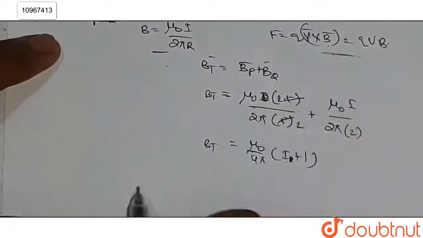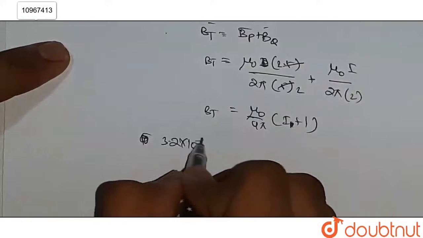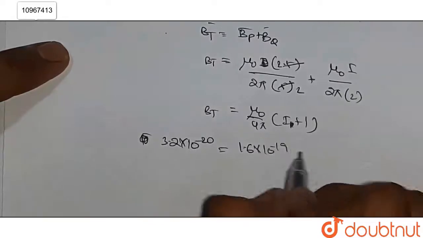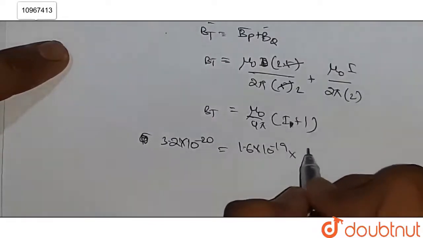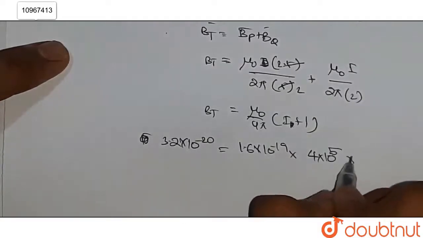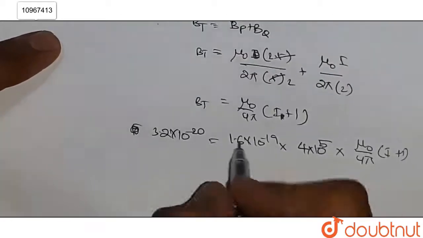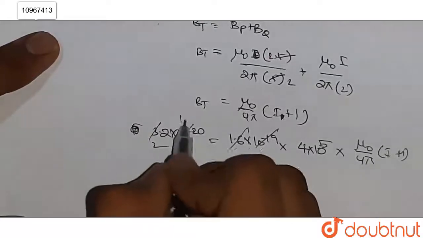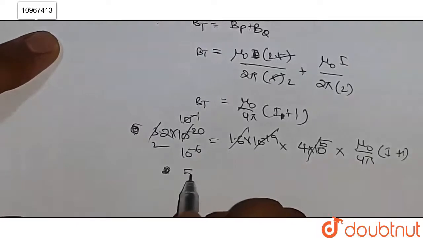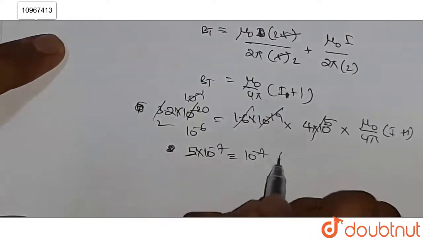We have F is equal to QVB. F is equal to 3.2 into 10 power minus 20. Already they have given. It is an electron, so 1.6 into 10 power minus 19 is the charge. We are considering magnitude. And velocity कितना दिया है? 4 into 10 power 5, into B total, which is nothing but mu naught by 4 pi into I plus 1. Now this is 2 times, and this is 10 power minus 1, and this is 10 power minus 6. So this is equal to 5 into 10 power minus 7 is equal to mu naught by 4 pi, which means 10 power minus 7 into I plus 1.